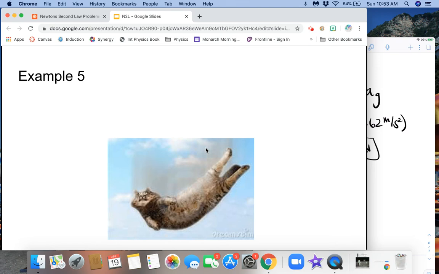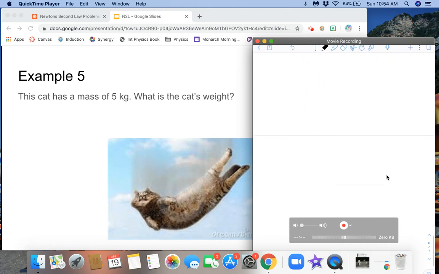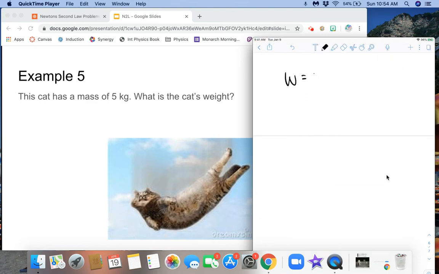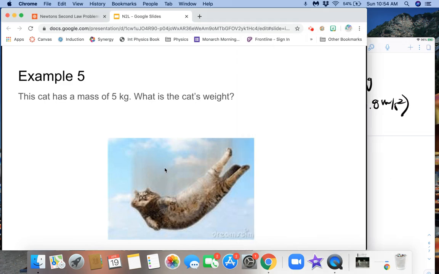All right, one last example. Example number 5, we have this cat has a mass of 5 kilograms. What is the cat's weight? Now remember, again, weight is the force of gravity, which is mass times acceleration of gravity. So the weight of the cat is going to be the mass, 5 kilograms, times the acceleration of gravity on the Earth, 9.8 meters per second squared. So 5 times 9.8, we already found that, if you remember, and that was 49 newtons. Okay, so that's the weight of the cat.